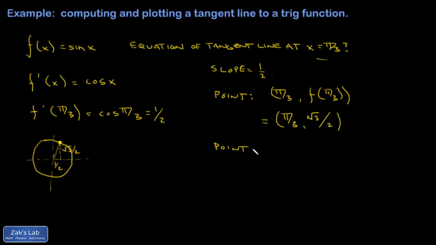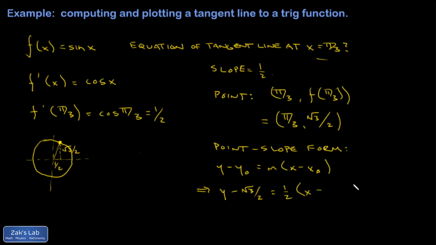And then finally I plug this into the point slope form of a line. If I have a known point normally notated as x naught, y naught, then I could write y minus y naught is equal to the slope m times x minus x naught. Go ahead and plug that stuff in, and I get y minus the known y coordinate of my point, that's root 3 over 2, is equal to 1/2 for the slope times x minus the known x coordinate, which was pi over 3.